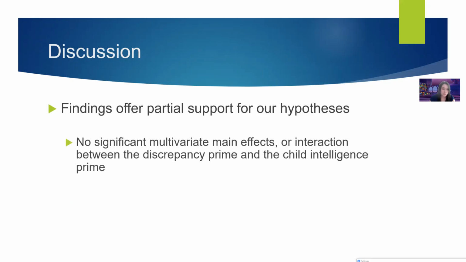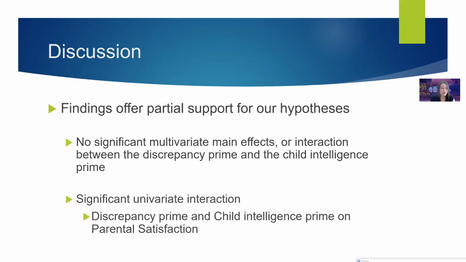Even though we found no significant multivariate main effects or interactions between the discrepancy prime and the child intelligence prime, we did find a significant univariate interaction between the discrepancy prime and the child intelligence prime on parental satisfaction. So when parents saw Einstein, they reported greater parental role satisfaction when they saw Shirley Temple than when they saw Anne de Gaulle. We know that seeing Shirley resulted in them thinking that their child is more intelligent.